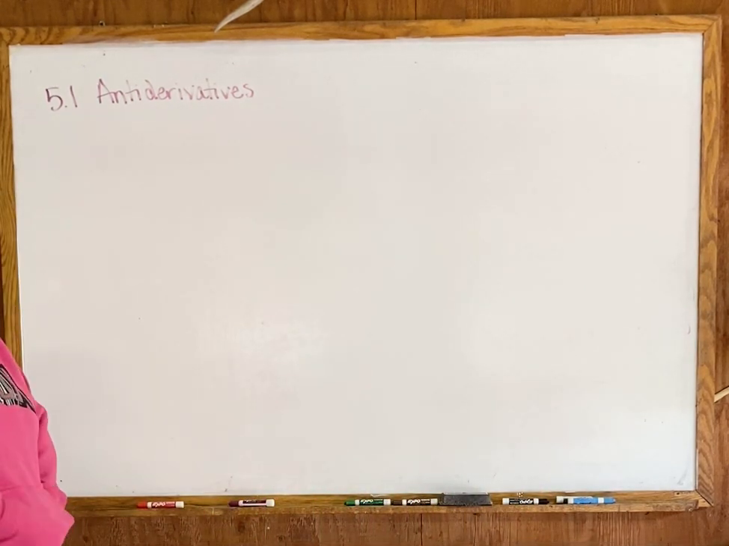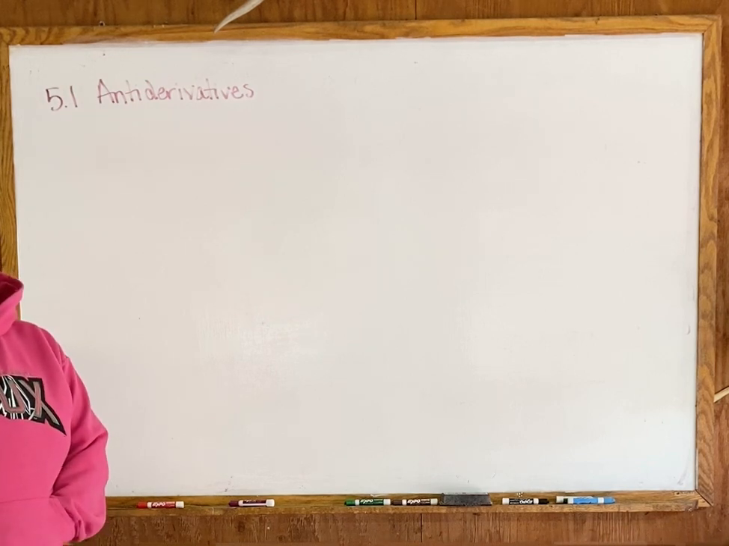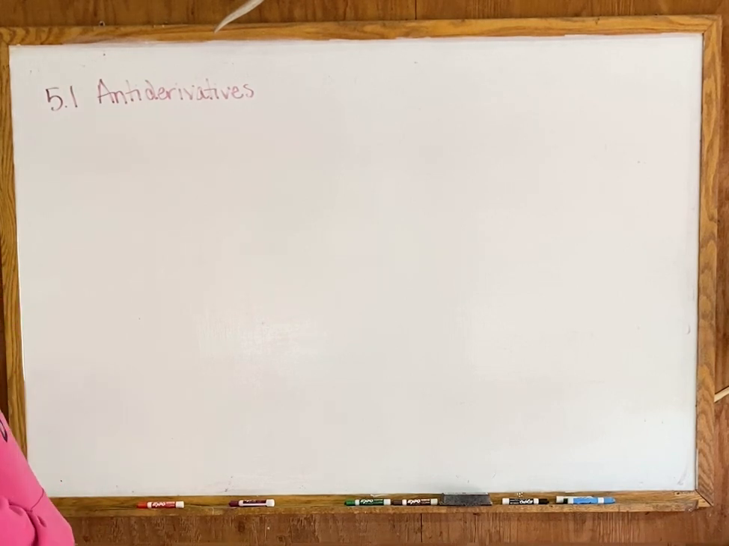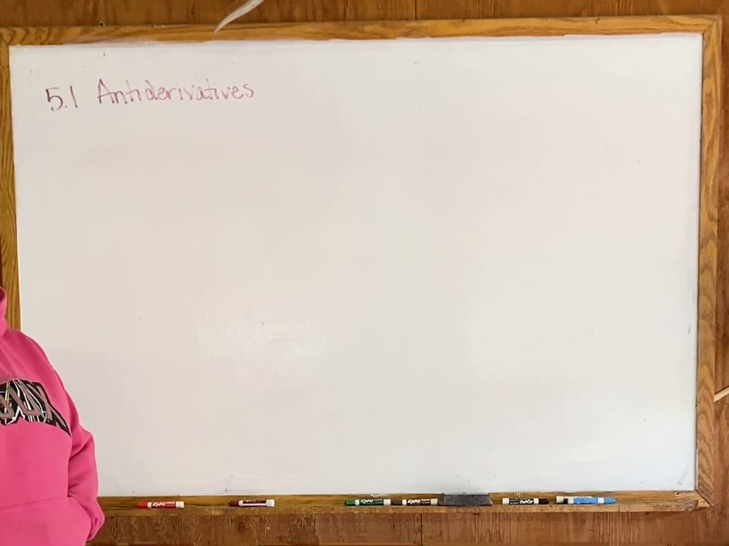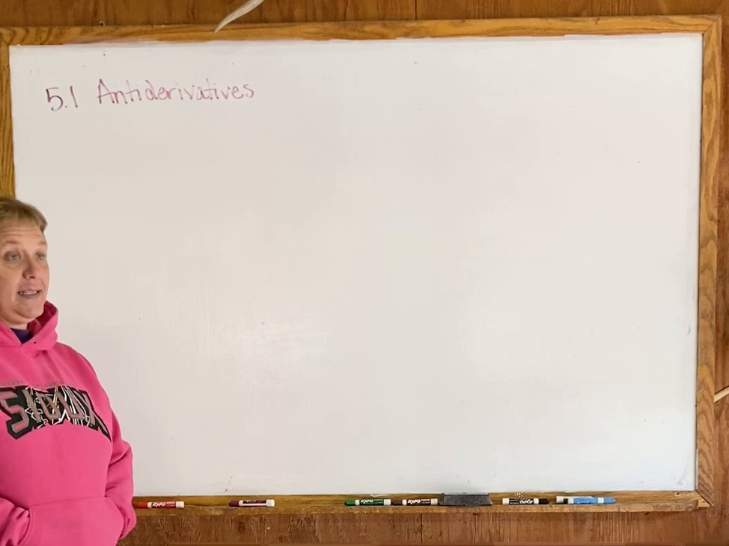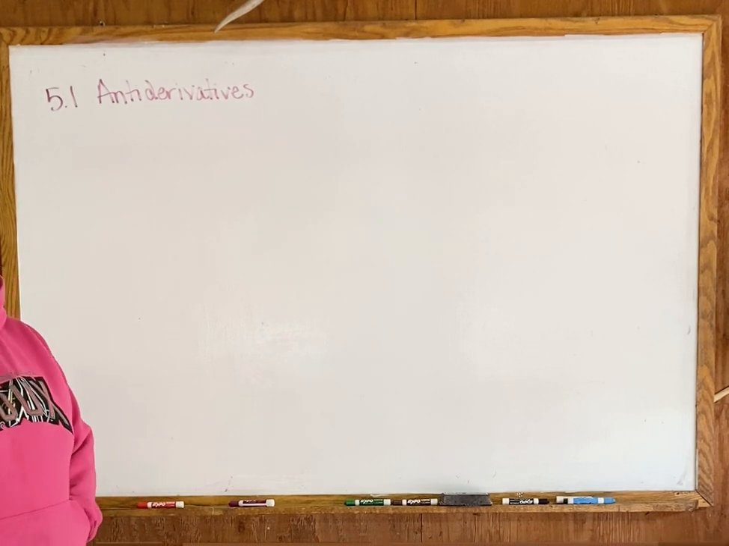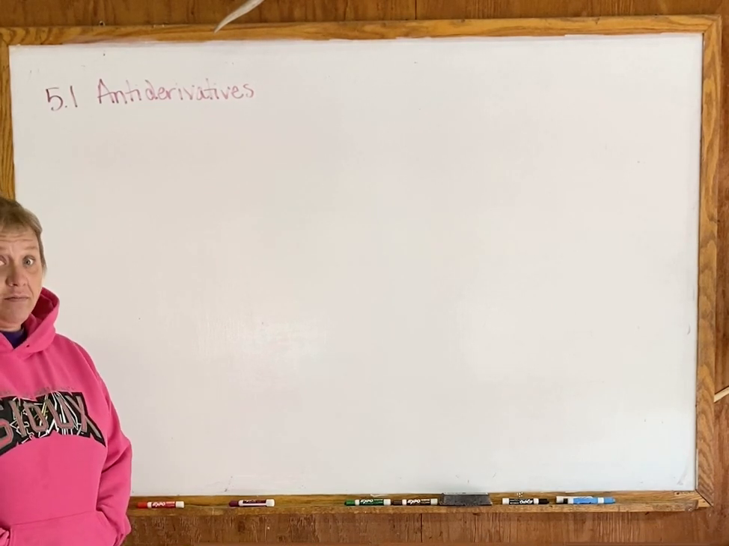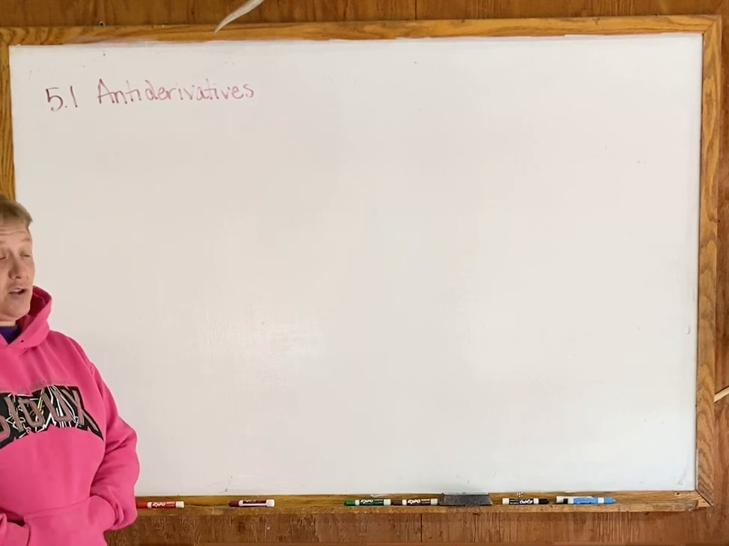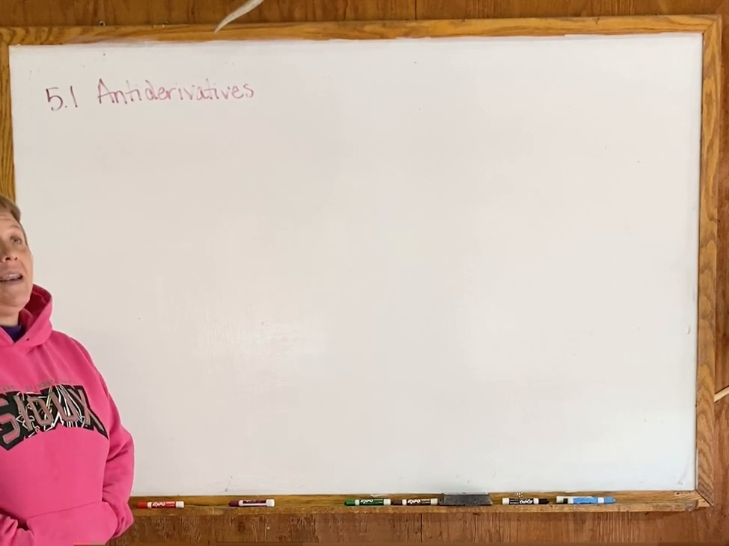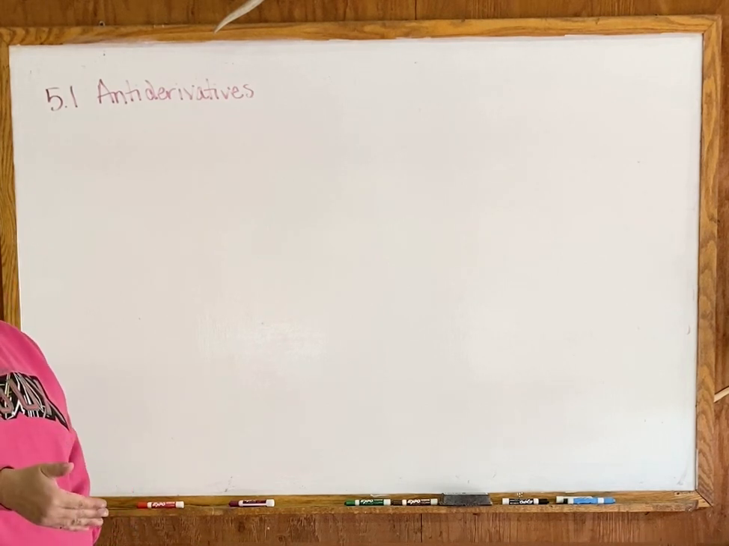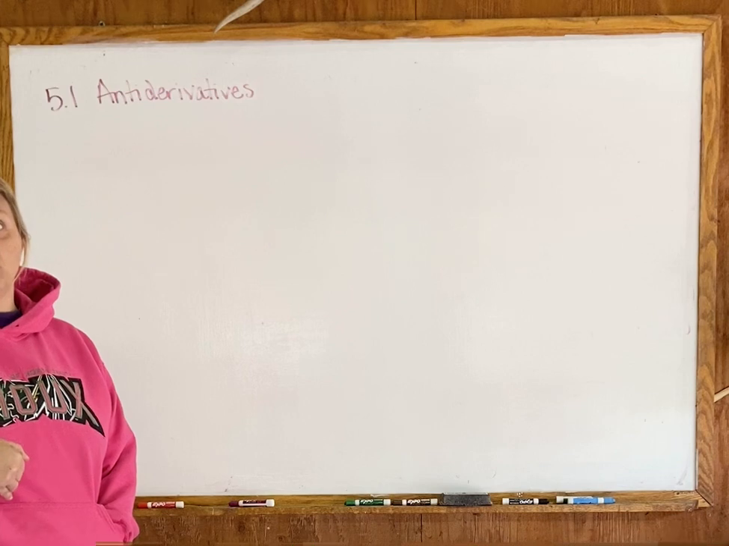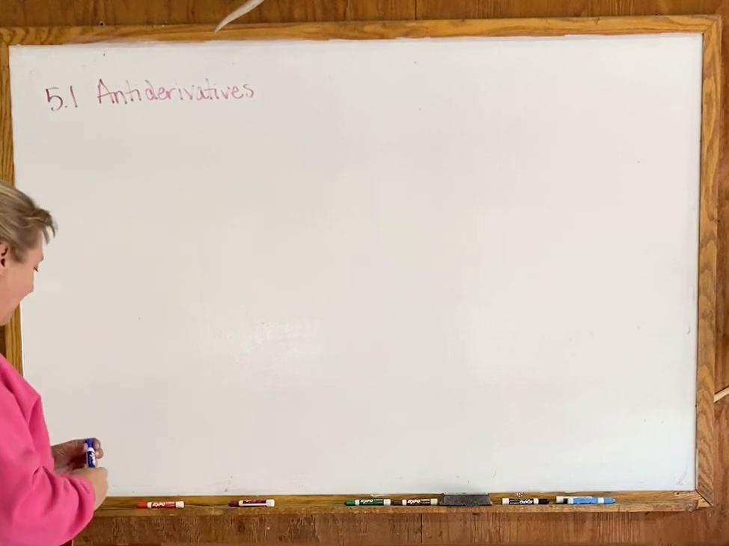So I hope you're ready for a new chapter. So we are going to start chapter 5 today. And chapter 5 starts with what we call antiderivatives. Okay, so as the name kind of implies, we're doing the opposite. So we've learned how to take the derivative. Okay, we've done that for all sorts of different functions, all sorts of different rules. And now we're gonna go backwards. So the idea is if I gave you the derivative, could you give me the original function? Okay, so we're going backwards.